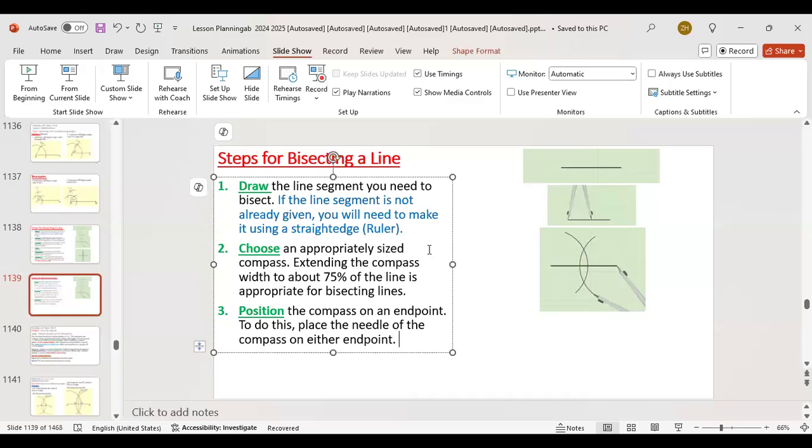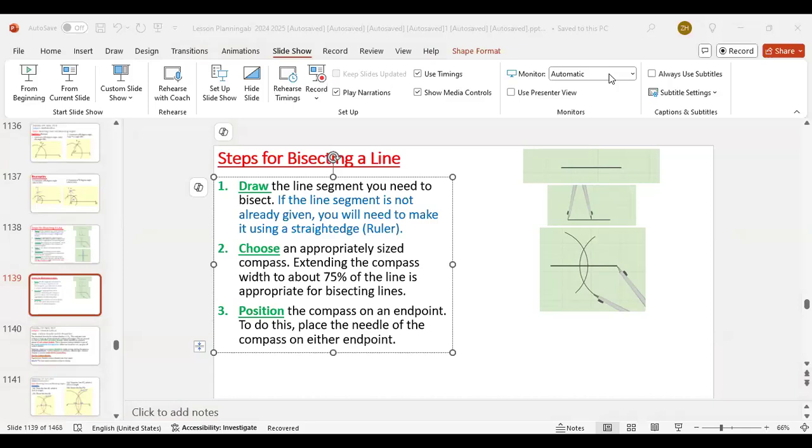So that's the first 3 steps. Like I said, you're going to draw an arc on either side for it to work. Next, steps 4 and 5 basically state what we see in the third image, where we draw the arc above and below the line segment.